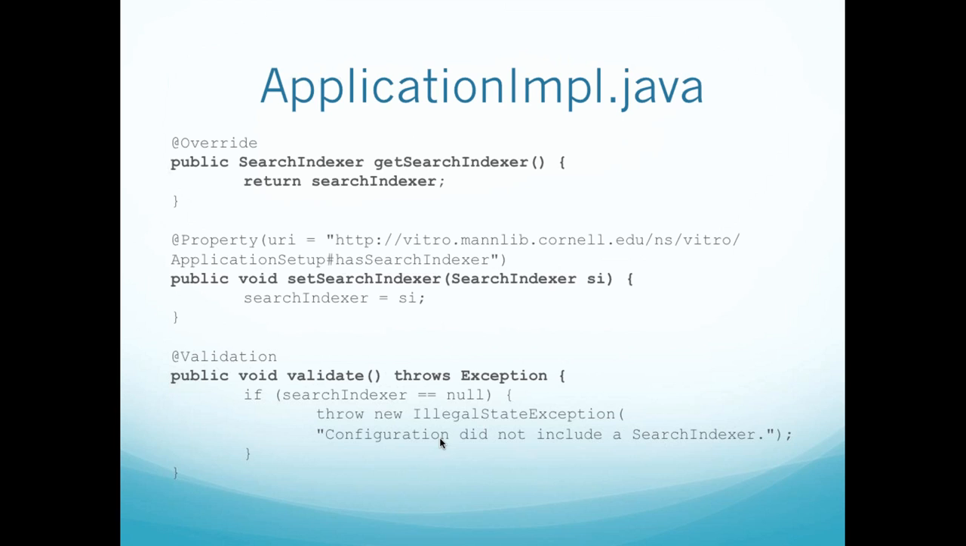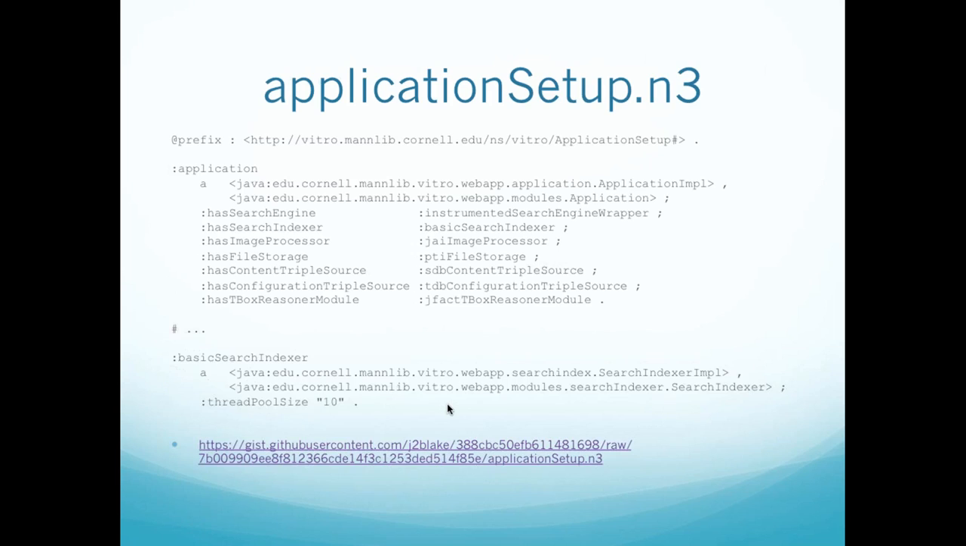So in the application implementation, I have some code here. I need to have the get search indexer in order to satisfy the application interface. In order to set it, I mention this property, and I say, all right, somewhere you will find the following property, and the object of that property will be instantiated as a search indexer. There's also a validate method to say, by the way, if you didn't find anything with that property, we've got a problem.